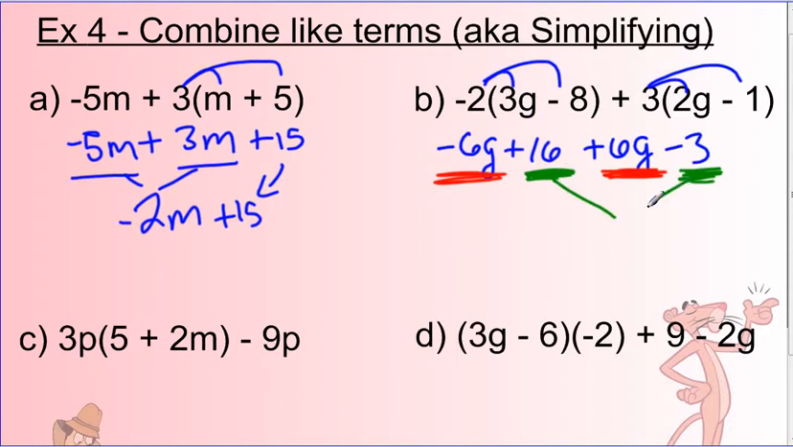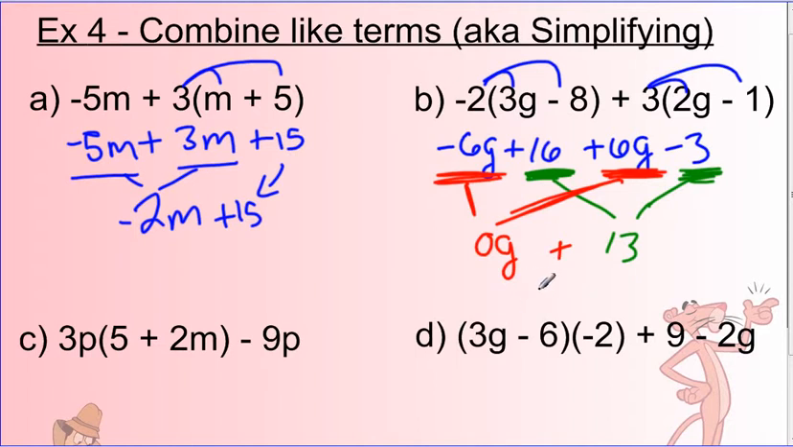So let's do that. Since I have my green marker still out, I'm going to do my greens first. So 16 minus 3. You literally do that problem. 16 minus 3. The signs are different. You subtract. You get 13. Negative 6g, positive 6g. Those signs are different, so we're going to subtract them. 6 minus 6 is 0g.